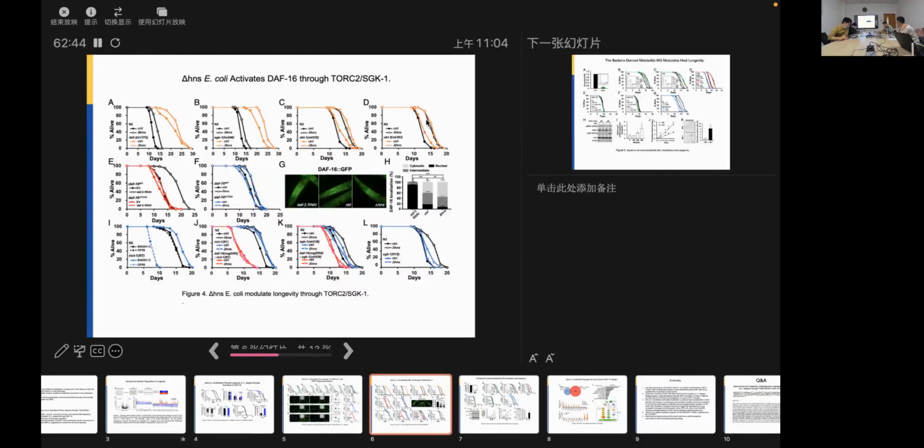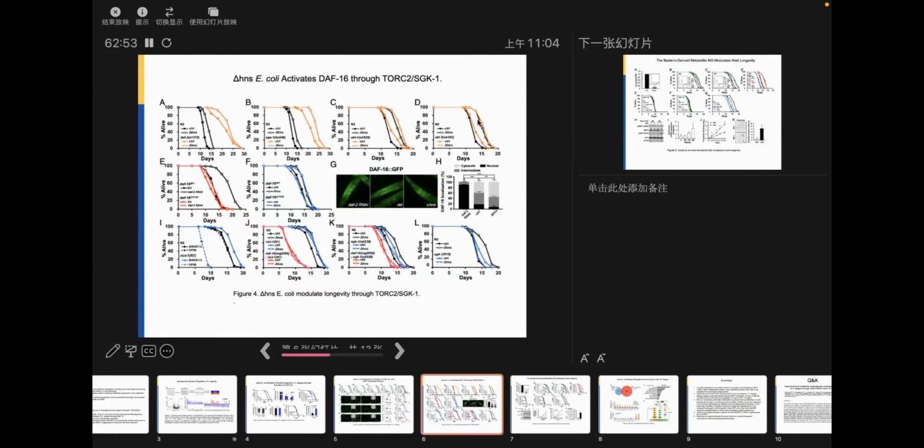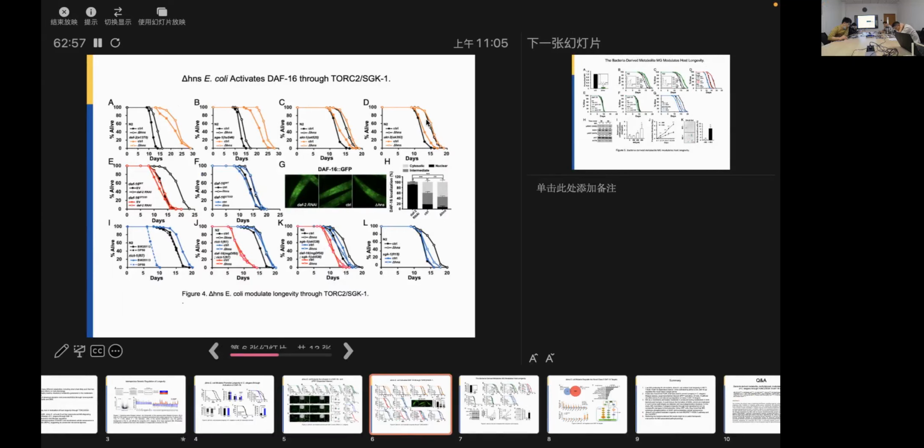Why do you say this? You can see it in the figures. It further increases the lifespan of all tested IIS compromised C. elegans. So it extends the IIS mutants' lifespan further. So it means that this gene is not important. I think when they use RNA interference to knock down IIS pathway genes, or when they use IIS mutants, they can also extend the C. elegans lifespan. So that means this gene is not involved in the IIS.